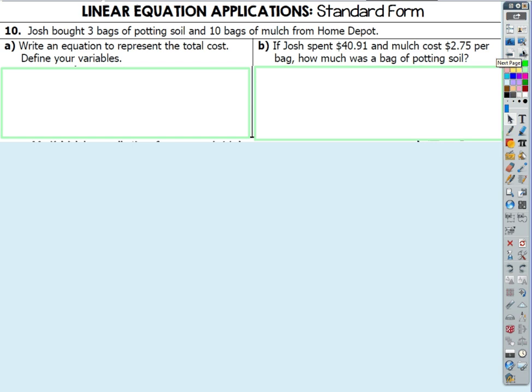This is a little bit different, isn't it? Right? So Josh bought 3 bags of potting soil and 10 bags of mulch from Home Depot. Write an equation to represent the total cost.